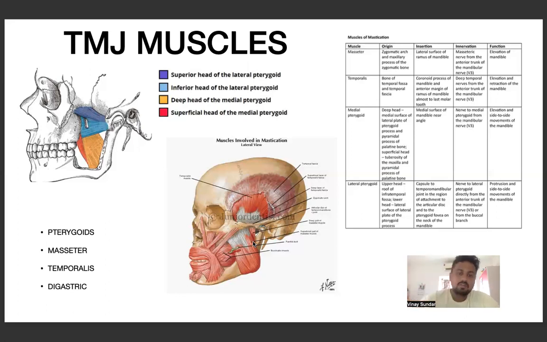It's a fan-shaped muscle. So the origin is the bone of the temporal fossa, and it goes down to the coronoid process of the mandible and the anterior margin of the mandible, almost to the last molar tooth.